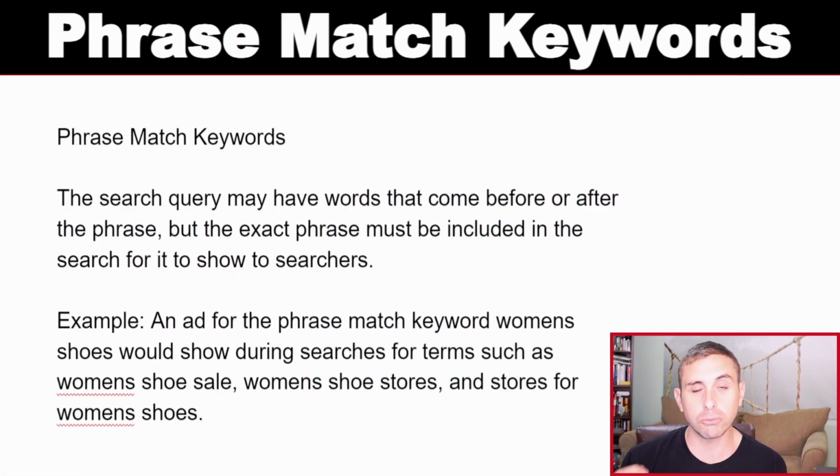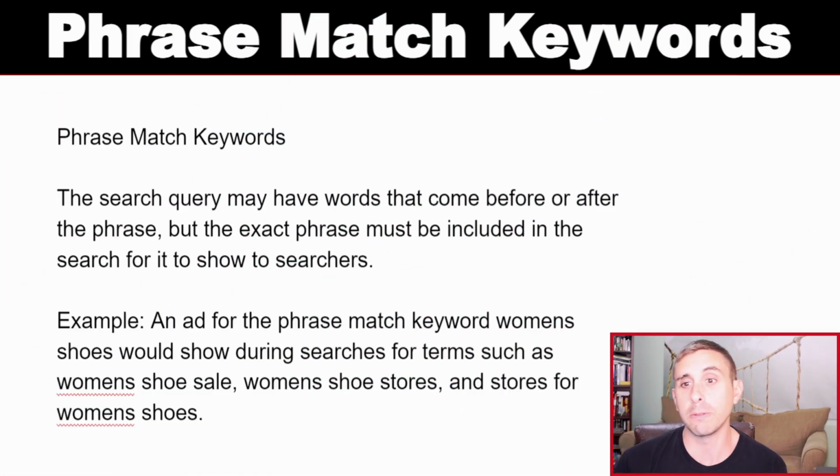Okay, so next we have phrase match. And phrase match is used really well in this sort of consideration phase of the buying cycle because we are identifying what we want to show up for when the shopper searches. And we're using that phrase and we're allowing the shopper to connect with any words before or after that phrase. So it's defined as the search query may have words that come before or after the phrase, but the exact phrase must be included in the search for it to show to searchers.